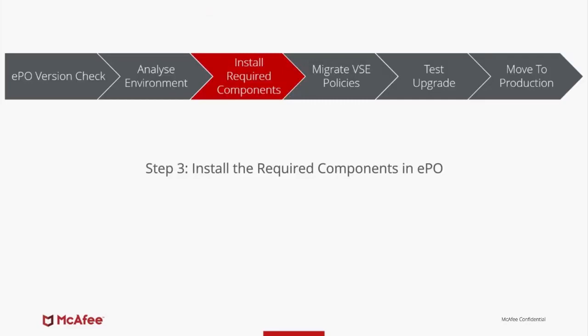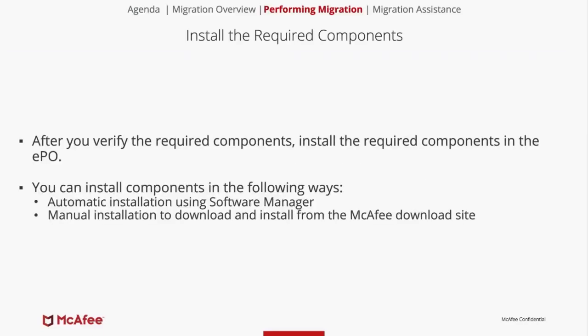Moving on to the next step once you've analyzed your environment is to install any required components in EPO. After you've verified what components you need, you can install these components either using the software manager or the software catalog within EPO, or you can download them from the McAfee product download site and check them into your master repository manually.